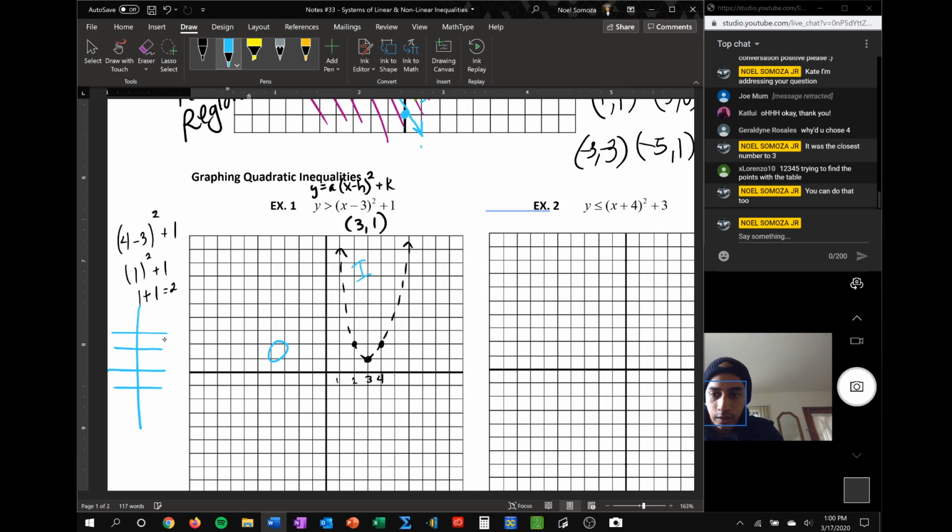So Geraldine, it's basically like I knew my vertex was (3, 1). So I just chose a number, 4, and found this value. I chose 2. I know that these 2 numbers have to match. So I got 2 for this one, and I knew it was going to be 2 for that one. So that's how I got it.